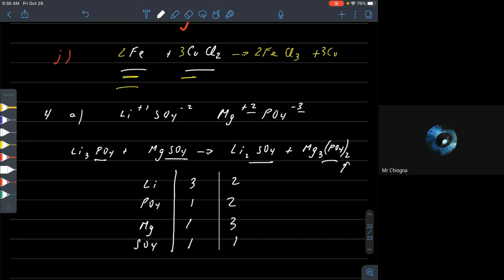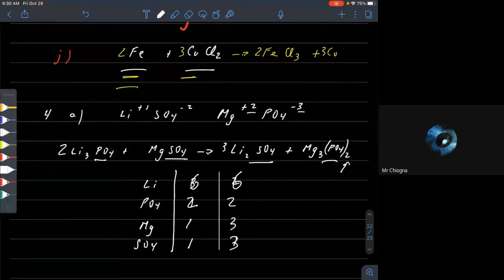I'm going to take a guess. Put a 3 there. That gives me 6. It also affects the sulfate. There's 3. I need to fix the lithium on the left. 2 gives me 6. That affects the phosphate. 2. One last move. Put a 3 there. Done. I fluked out.